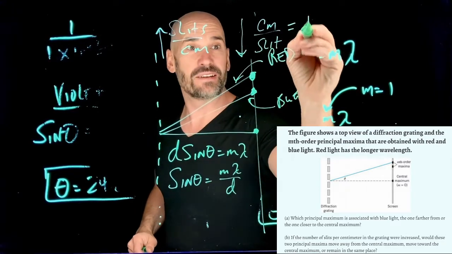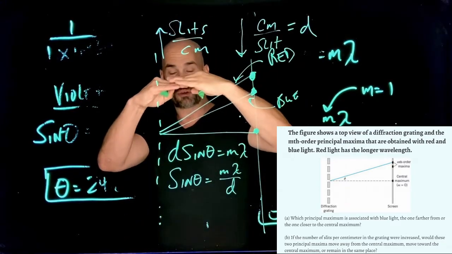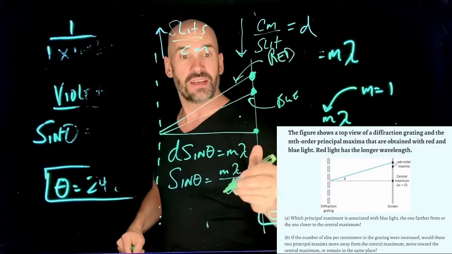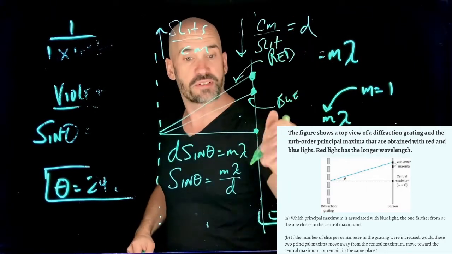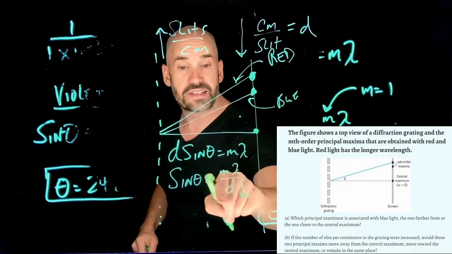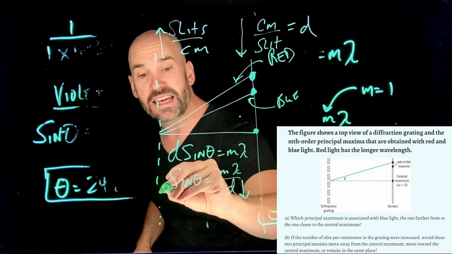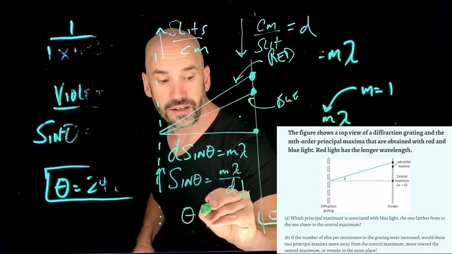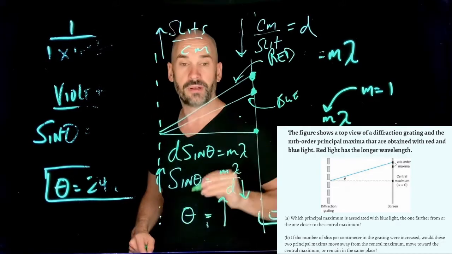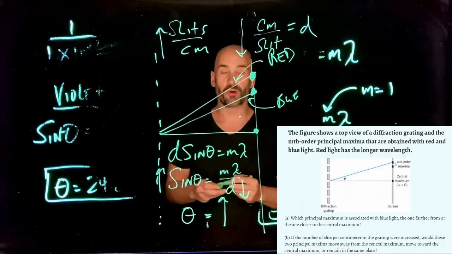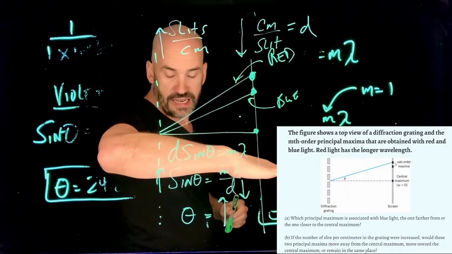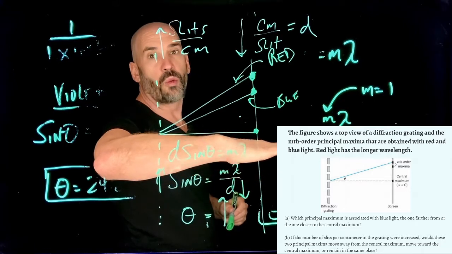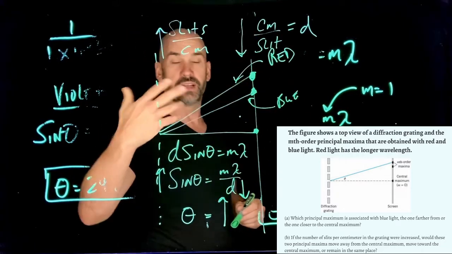This is just d. The number of centimeters between each slit is d. So if slits per centimeter goes up, then d goes down. d is in the denominator, so if d goes down, sine theta goes up, which means that theta goes up. Which is kind of cool. So in other words, if the number of slits per centimeter were increased, then the two maxima would move away from the central maxima, like that.